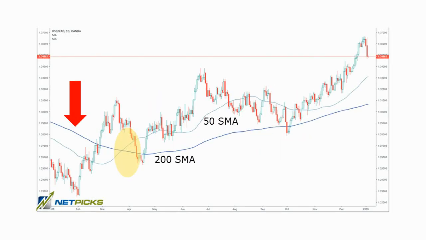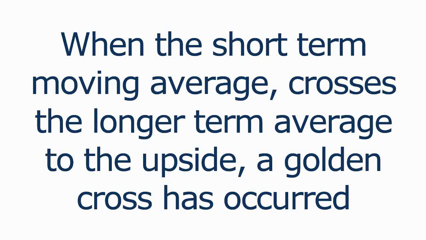On the left side of this chart here, the market would be considered a downtrend, as the 50 SMA is trading below the 200 SMA. The yellow circle highlights where the 50-day moving average crosses above the 200 moving average. So the Golden Cross definition can simply be: when the short-term moving average, the 50 period, crosses the longer-term 200 period to the upside, a Golden Cross has occurred, and we consider it a bull market.